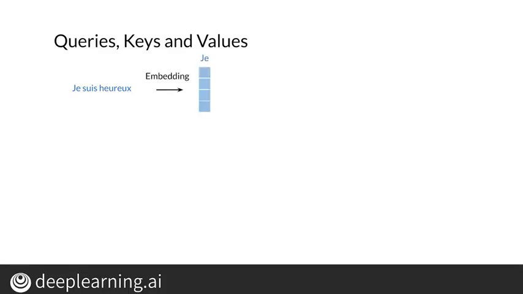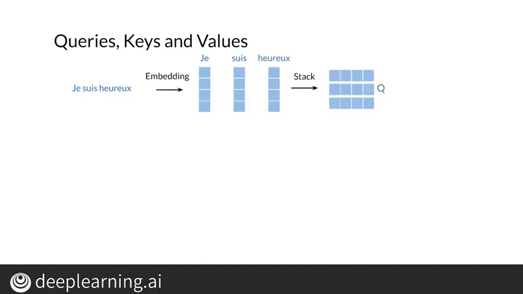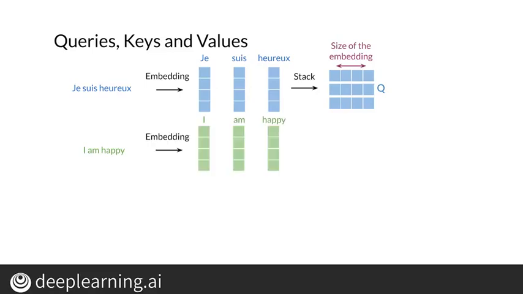You'll need to get the embedding vector for the word je, then for the word suis, and finally for the word heureux. The query matrix will contain all of these embedding vectors as rows. Note that the matrix size is given by the size of the word embeddings and the length of the sequence. To get the key matrix, let's use a source of the sentence, I am happy. You'll get the embedding for each word in the sentence and stack them together to form the key matrix.